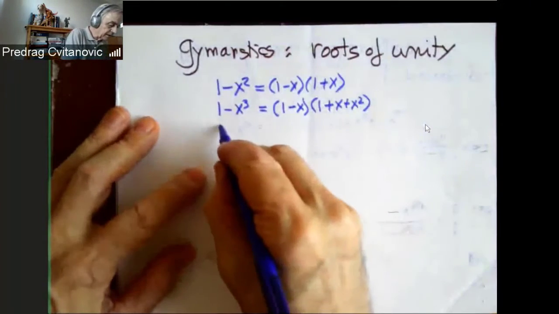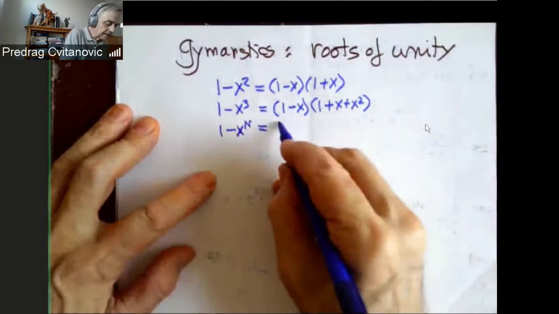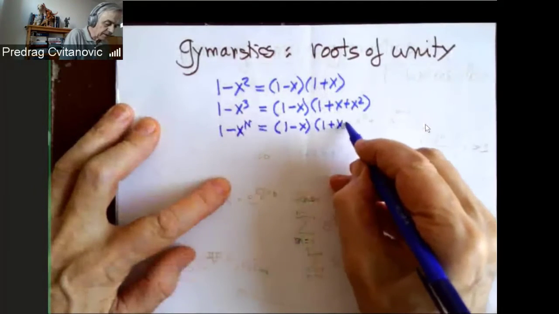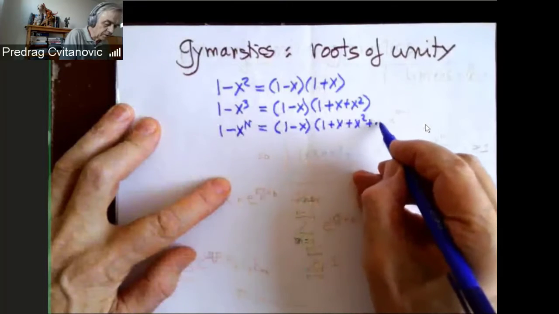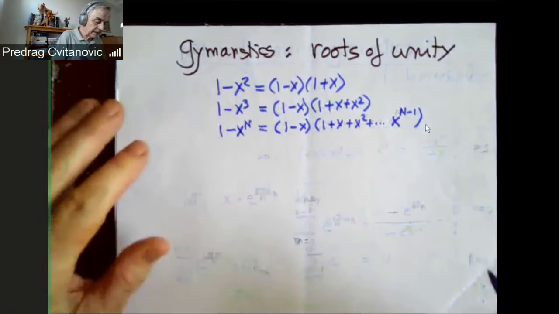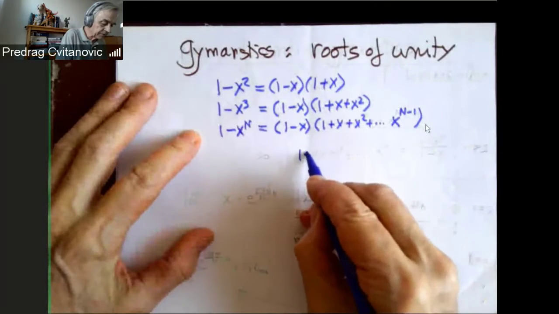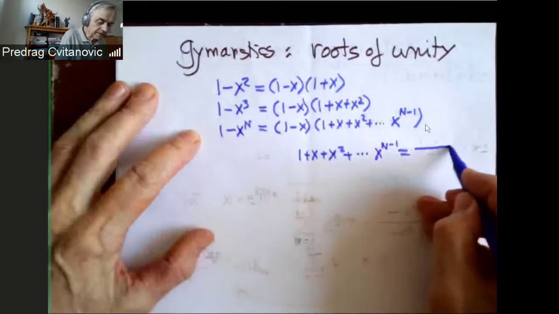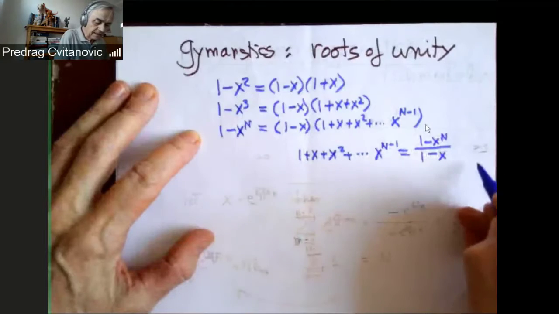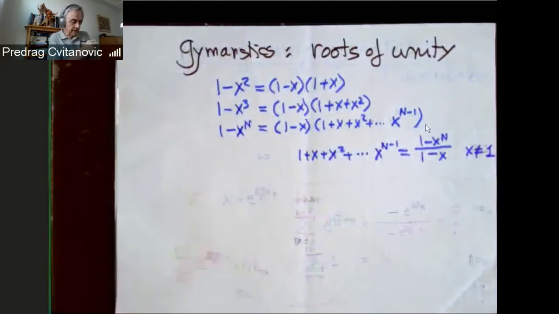So you immediately figure out that if you have 1 minus x to the n, you can write it as 1 minus x times 1 plus x plus x squared plus dot dot dot x to the n minus 1. So now we have a simple formula that says if I have a sequence with a finite number of terms, I can always write it as 1 minus x to the n over 1 minus x, as long as x is not equal to 1. If it's equal to 1, then, you know, I'll have to think.